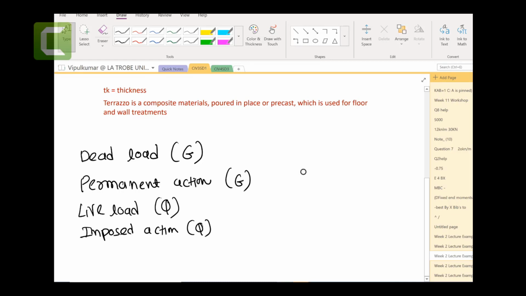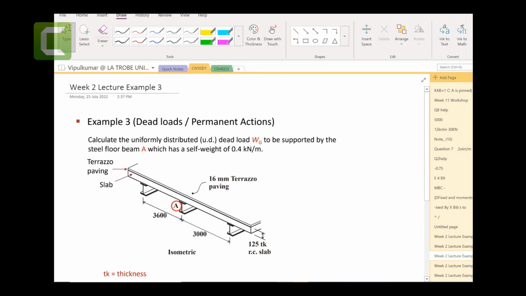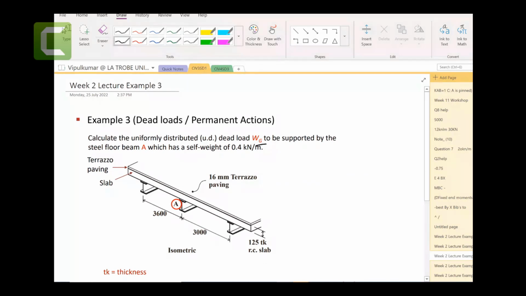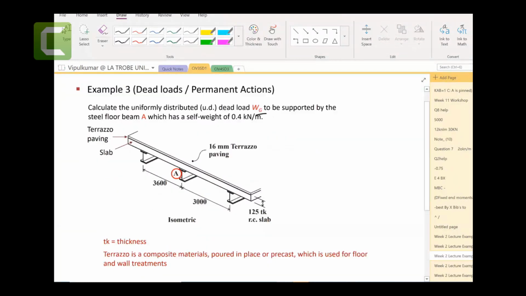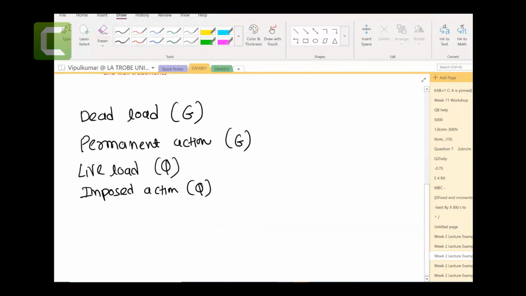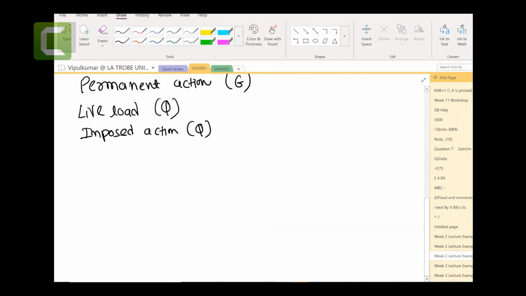So when you see this G that is appearing here, W is load supported by, so G is the dead load supported by floor beam A, which has a self weight of 0.4 kilonewton per meter. So what they want, I need to explain it clearly here.